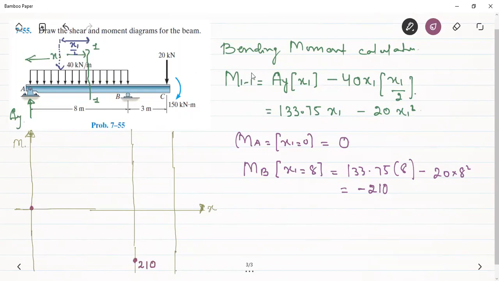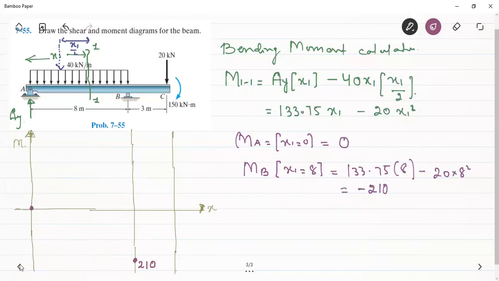One thing is clear to us: the bending moment in section 1-1, that is between points A and B, will be parabolic in nature, because the bending moment is a function of x1 square. The variation of the bending moment will be a parabola. But we can't say which curve is going to connect, whether we are going to get this kind of parabola or this one. So we can't predict the behavior of the bending moment curve between A and B.